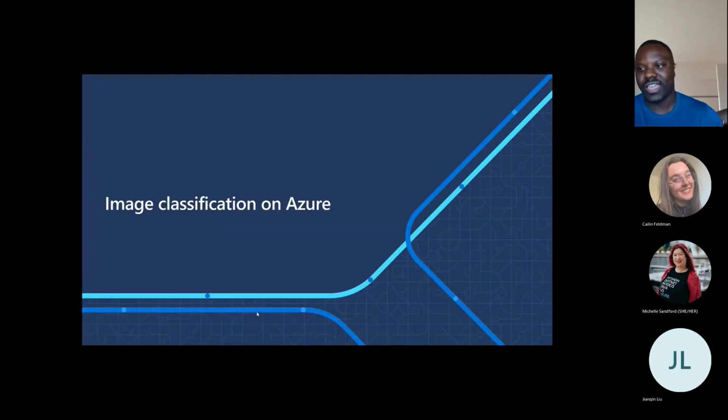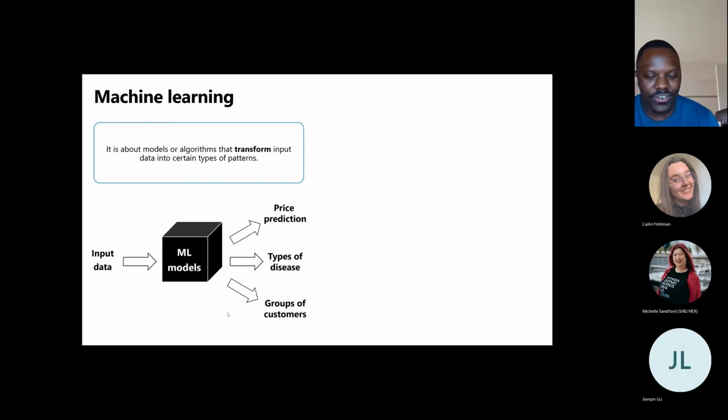So we're going to move on to the actual classification, or how image classification works on Azure. And so generally, image classification, let's get this as well.